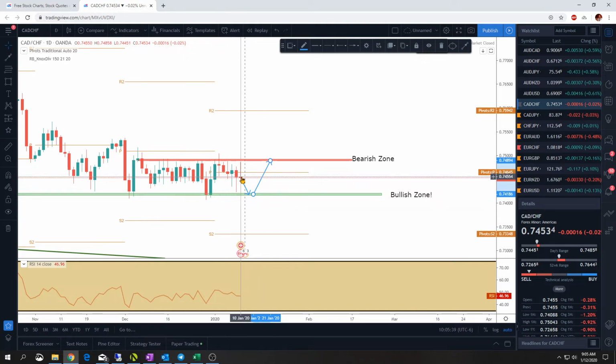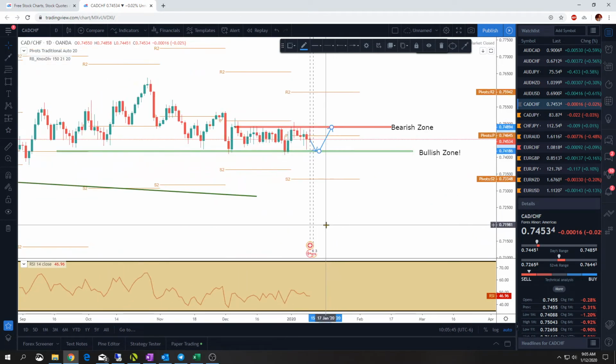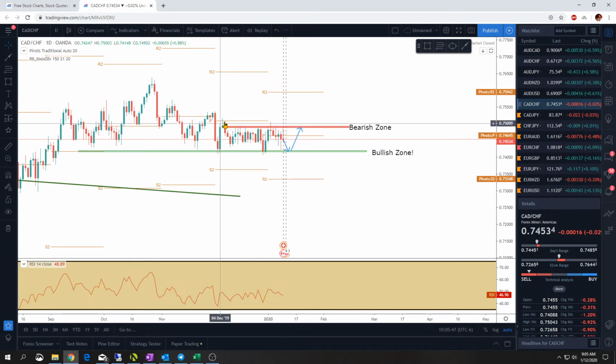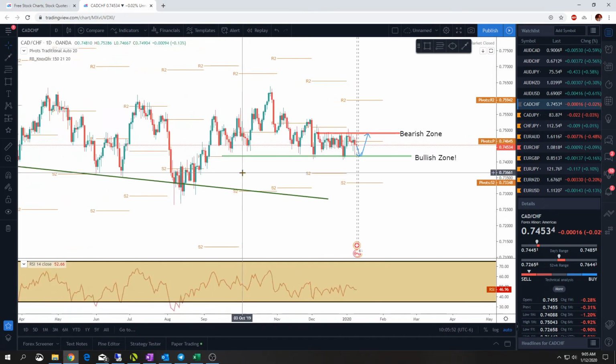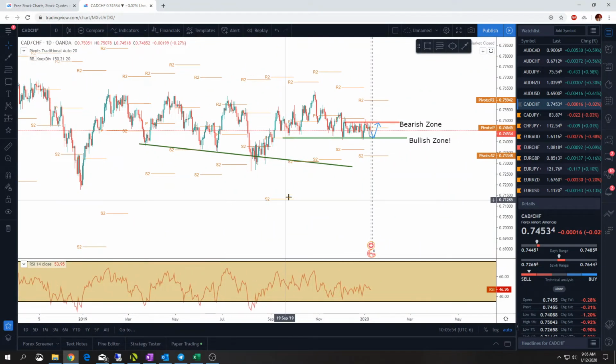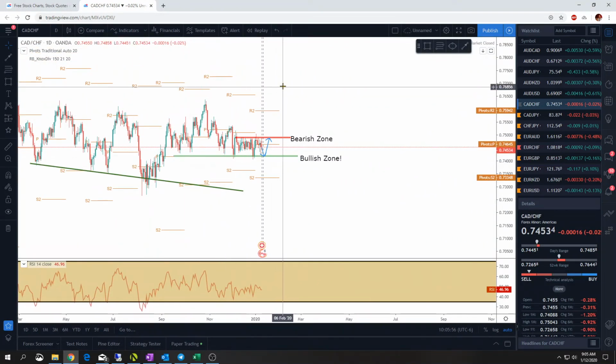It's still not a bad play to short this pair to there. You can get some good quick pips out of it, but also we're going to get a breakout of one of these levels here soon, and it's just going to happen, and then you're going to have some really good upside or downside.